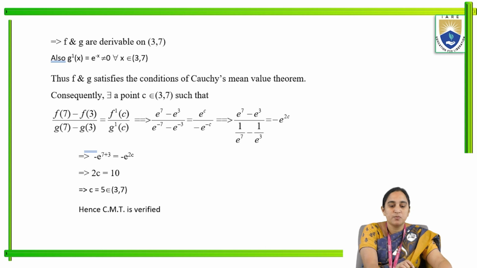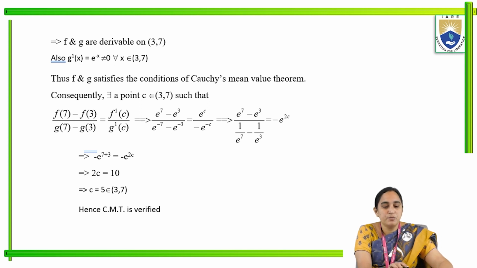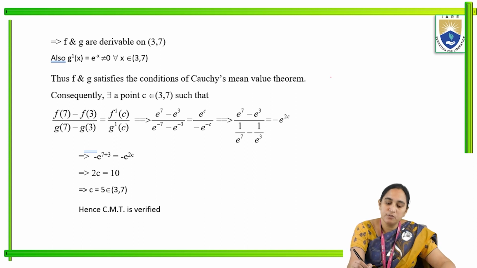That means here g dash of x is equal to e power minus x, that is not equal to 0 for all x belongs to (3, 7). Therefore here f, g satisfies the conditions of Cauchy's mean value theorem. Therefore, there exists a point c belongs to the given open interval (3, 7) such that f of b minus f of a by g of b minus g of a is equal to f dash of c by g dash of c.